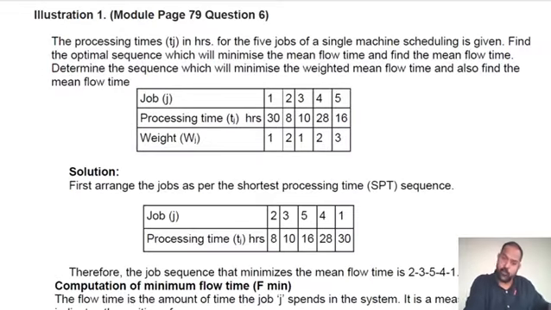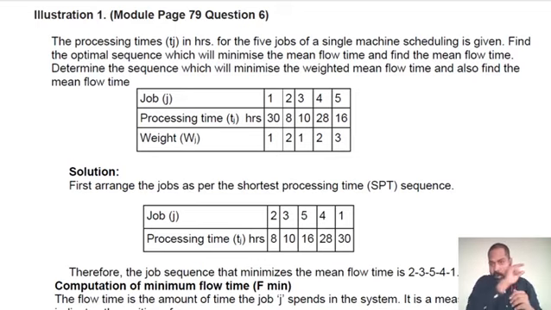Let's come to the question now that I said I wanted to, one last question left on that concept. So the question says, the processing times in hours for 5 jobs of a single machine scheduling is given. Find the optimal sequence which will minimize the mean flow time. Do you realize what they did? They said find the optimal sequence which will minimize the mean flow time.